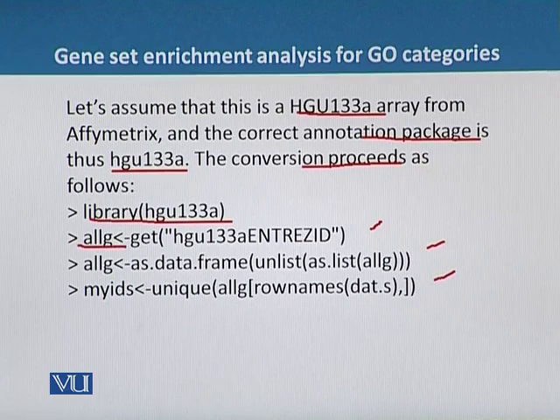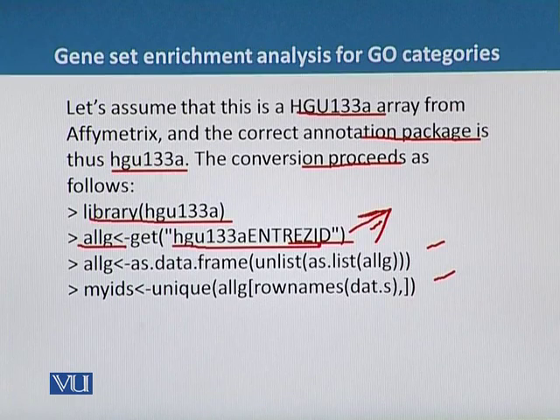First is the ALLGs, and it is converted using the argument hgu133aENTREZID. Then we have to unlist this, because by using this command we are creating a list. The second step is to unlist the list that is obtained by this first command. To unlist, we can use the command as.data.frame, and then we use unlist and as.list.